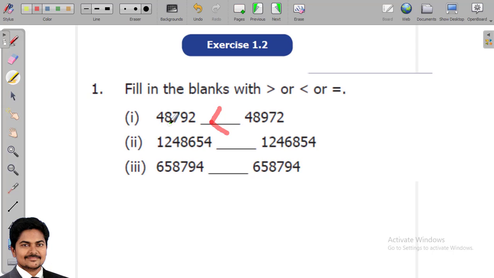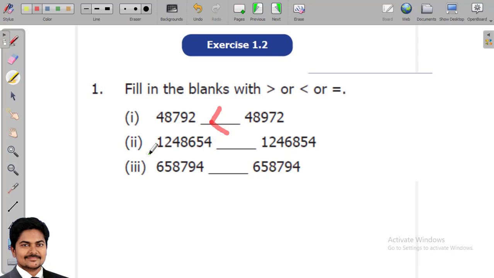Therefore 48,792 is less than 48,972. Second one, 12,48,654 and 12,46,854. Here both of the numbers have equal digits.